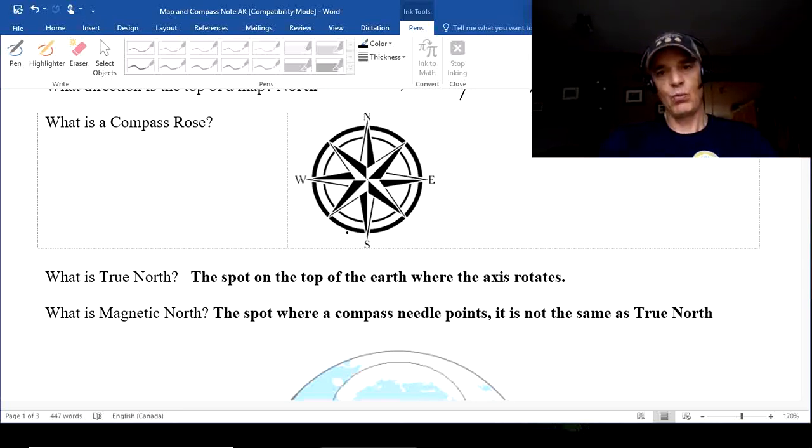It's actually the spot where the compass needle points. The reason these are slightly different has to do with the core of the Earth. There is an outer core that is liquid, and that's what causes the magnetism of our planet. That liquid is shifting and moving, and so magnetic north itself shifts and moves, but it is a spot on the planet fairly close to true north.